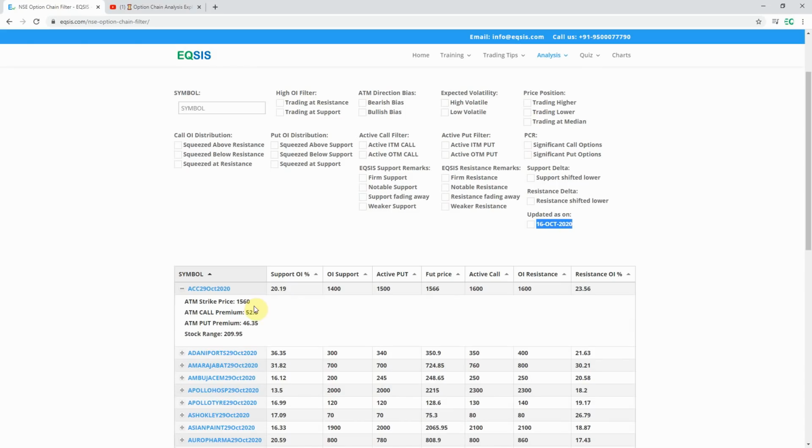When I look at ACC, the price is 1,566, and the at the money strike must be 1,560, which is the closer one. The call option price is 52 and the put option price is 46. So when you add up both, you get close to 100 rupees, actually 98, but on the round number I take 100. So if someone is asking me what is the range, now I want you people to focus here.